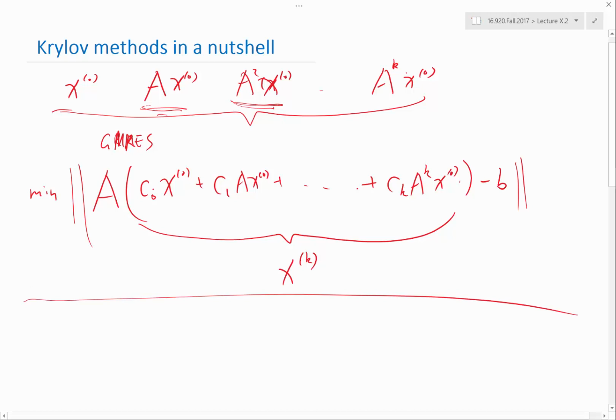And if you know more about the structure of the matrix, for example, if you know A is symmetric or even symmetric definite, there are better methods that don't require you to actually store all of these basis functions, like conjugate gradient and biconjugate gradient. They allow you to use much less memory than k vectors when you're solving this. So that's Krylov methods in a nutshell.